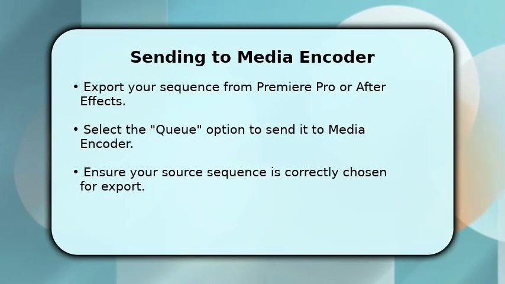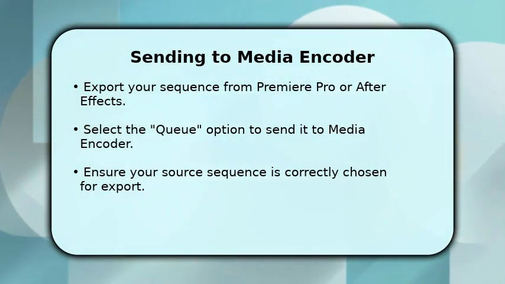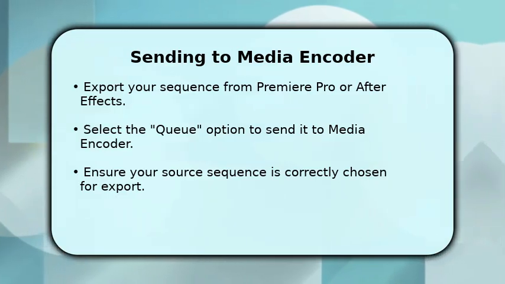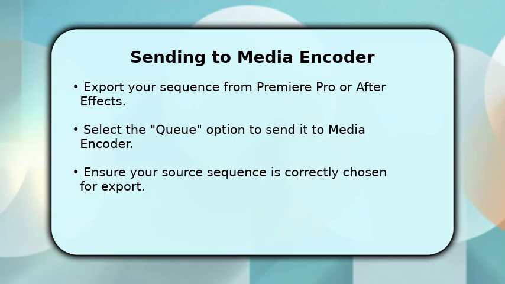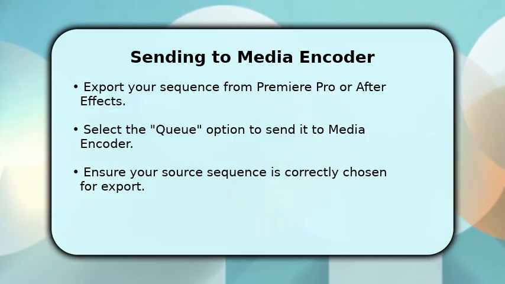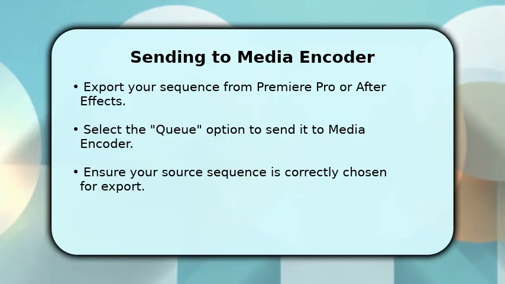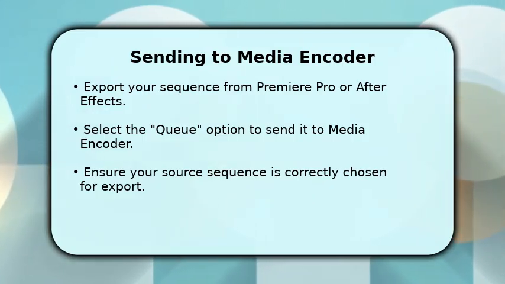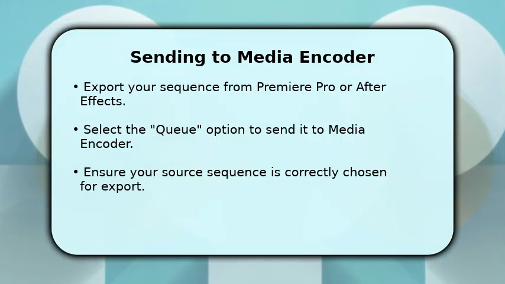The first step is to get your video project into Adobe Media Encoder. From your editing software, like Premiere Pro or After Effects, navigate to the export settings. Instead of choosing Export directly, you will select the Queue option. This action automatically opens Media Encoder and adds your current sequence to its encoding queue. It is important to confirm that the correct sequence or composition is selected as your source for compression.